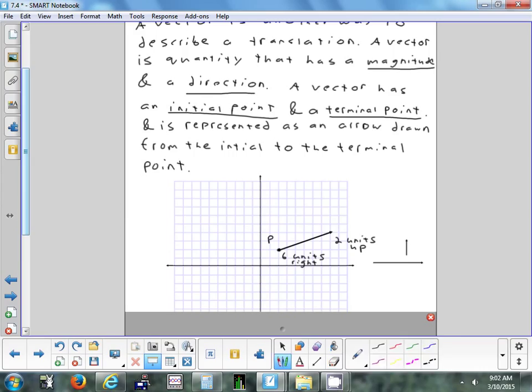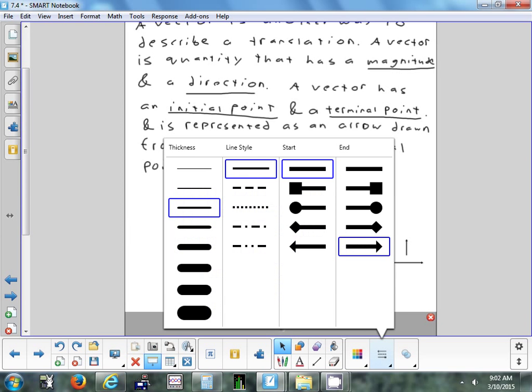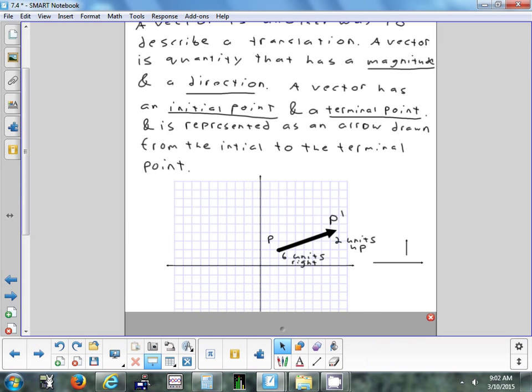Right, so let's look at this. Okay, here's an example of a vector. There's point P. There's point P prime. What I'm going to do is make that a little bigger so you can see the arrow, hopefully. Right, so P, P prime. Started here, and it ended up right there. That arrow is an example of a vector.